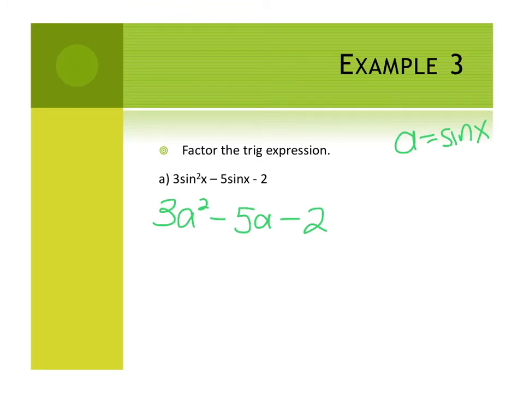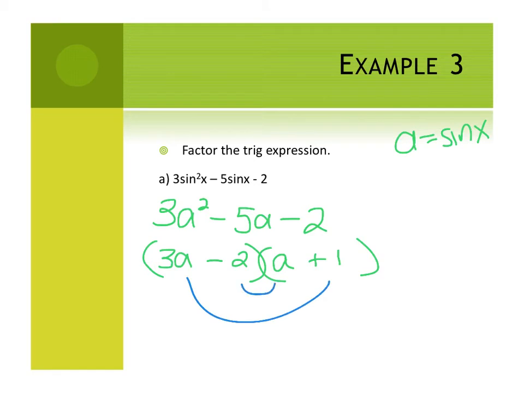So here I can either do trial and error, or I can multiply the first times the last. Trial and error would tell me that the first terms have to be 3a and a. And the last terms have to be a combination of -2 and 1, or 1 and -2. So if I did -2 first, +1, and then multiply the outer and the inner, I get 3a minus 2a, which does not give me 5a. So then I have to try a different combination.